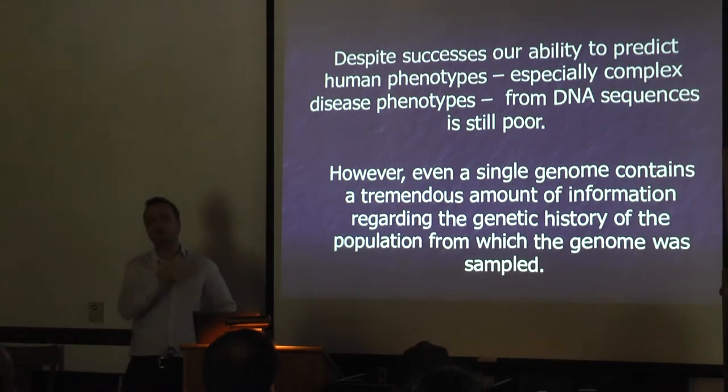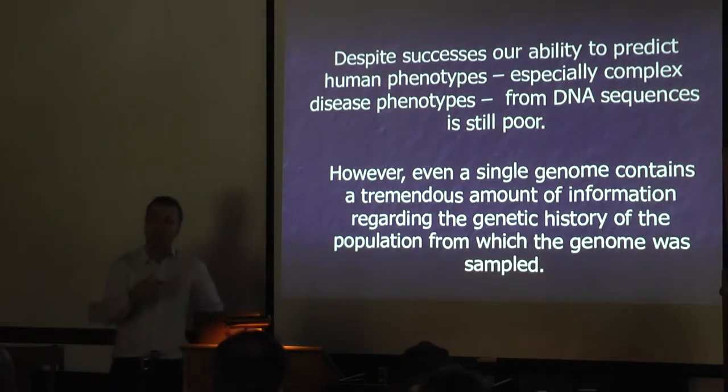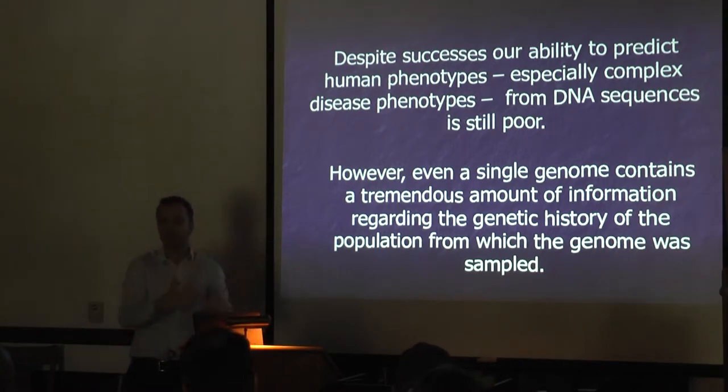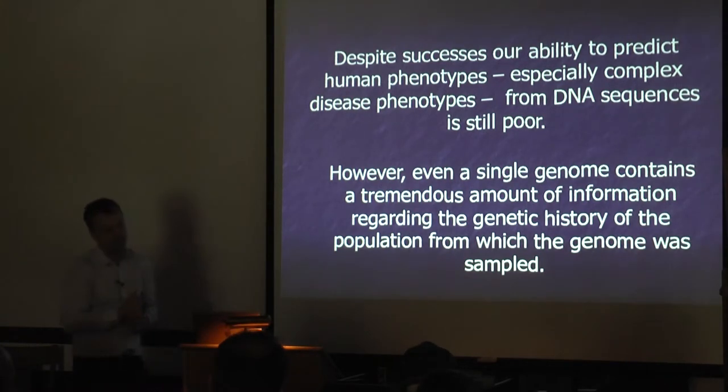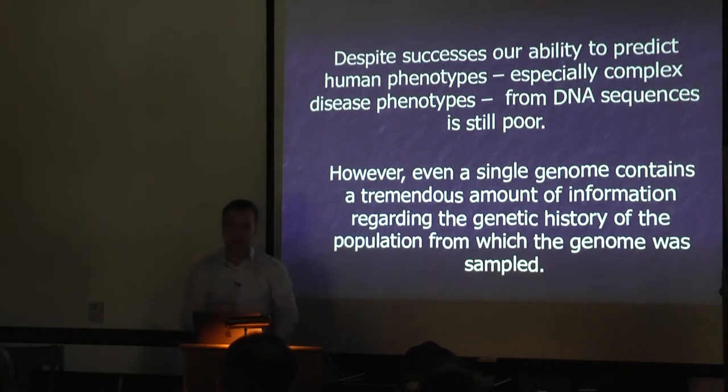And why is that? Why does one genome, just one individual, tell us that much? It's because that individual had two parents, and they each had two parents. So if you go back in time, one genome represents a whole lot of individuals' ancestry. There's lots and lots of rich information about the genetic history of a population represented by just a single genome. And that's something that we take advantage of in a number of projects.